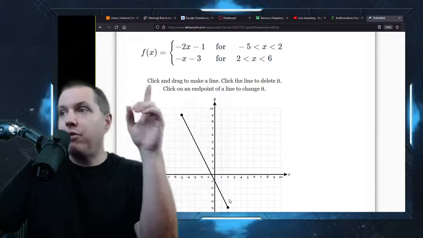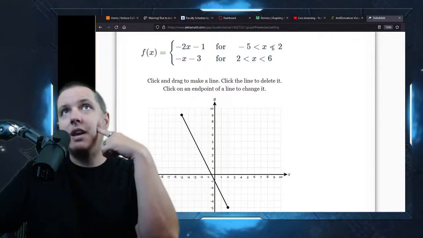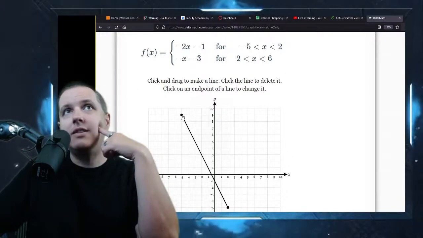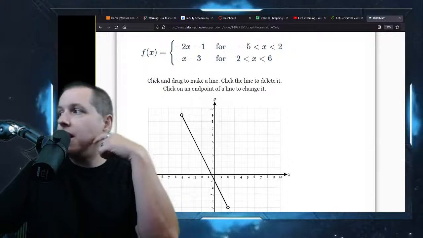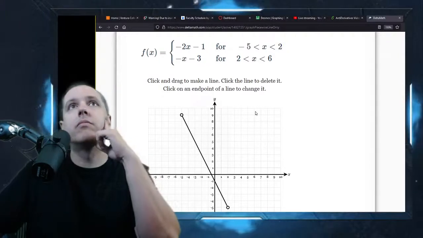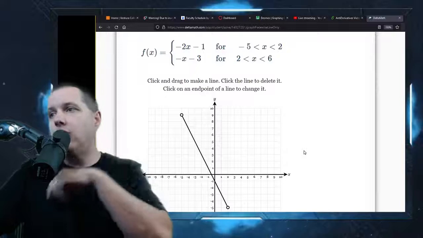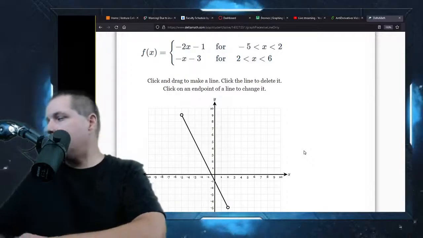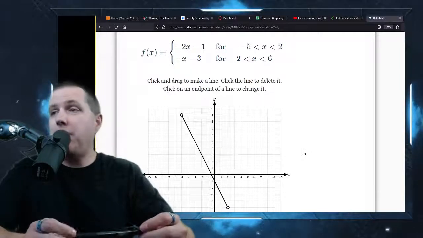But careful, we're not quite done. Remember, this doesn't have the or equal parts, so the ends should be open like that. All right, and then you can go from there. Okay, and I'm out of time. So that's how you do all that piecewise stuff.